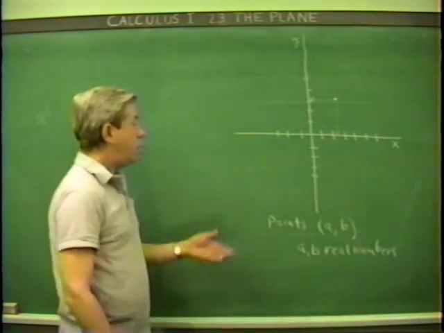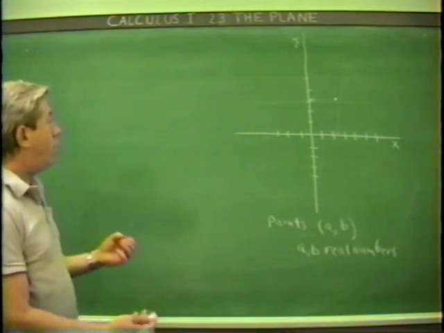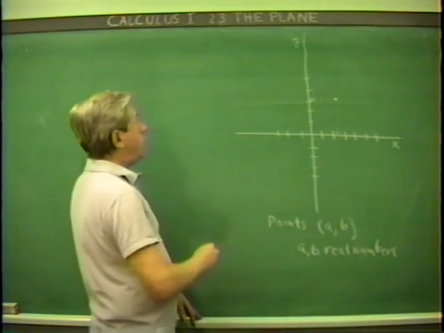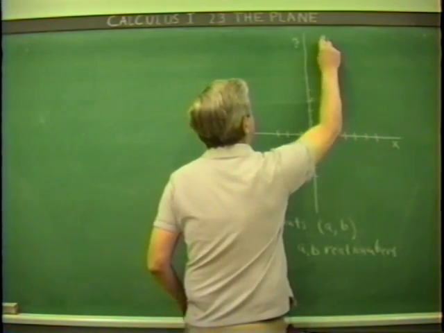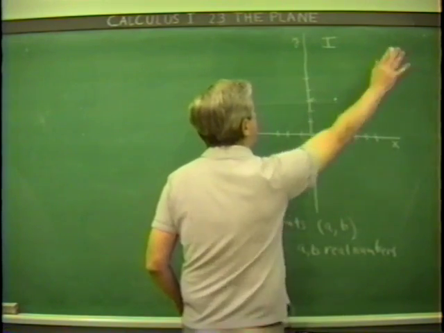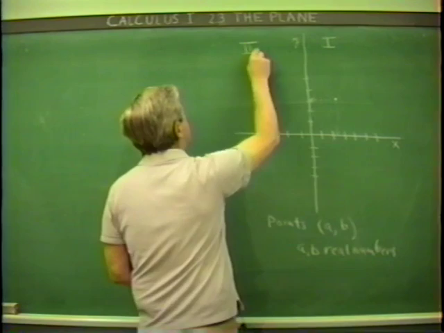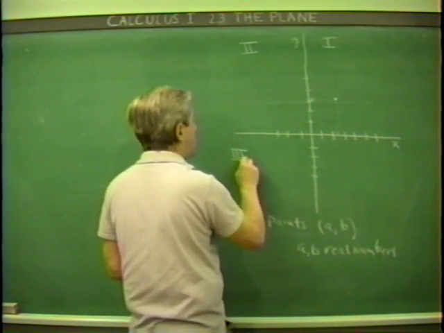This is no doubt known by most people who are taking calculus. This is a review at this point. All right. Points like so. Given the coordinate plane, this area right up here on the upper right is called the first quadrant, the second quadrant, the third quadrant, and the fourth quadrant.